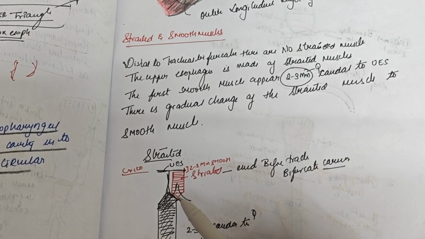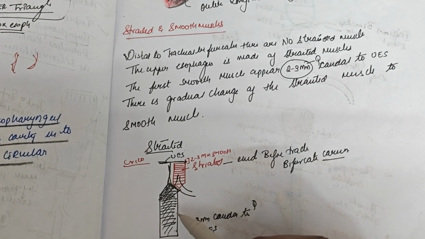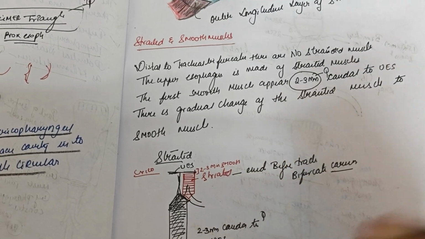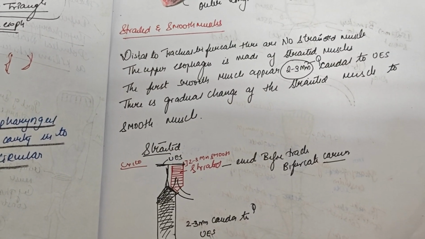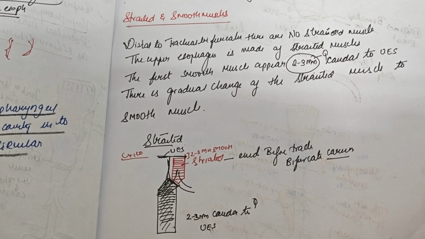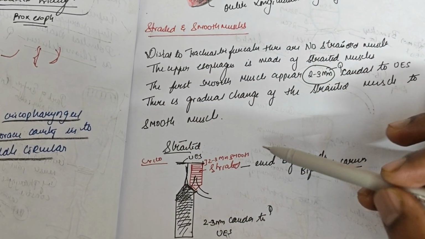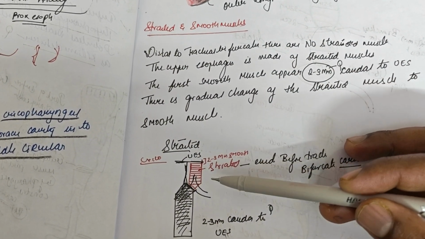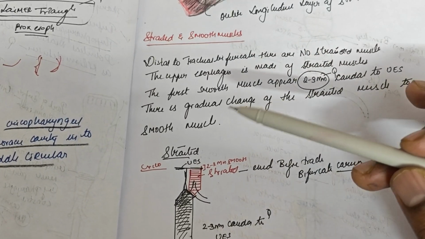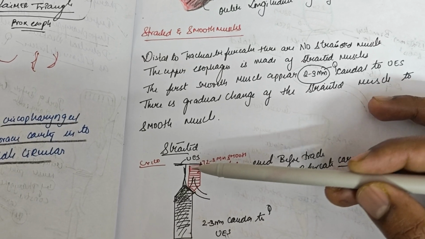So the striated muscle is present before the bifurcation of the trachea. Distal to the tracheal bifurcation, remember, there is smooth muscle. You don't have any striated muscle here. The upper esophagus is made up of striated muscle. Above the tracheal bifurcation is striated, below the tracheal bifurcation is smooth. But the point you need to understand is 2 to 3 mm caudal to the upper esophageal sphincter.